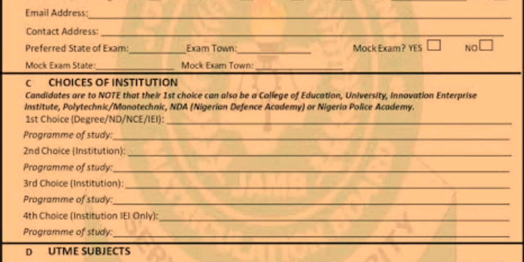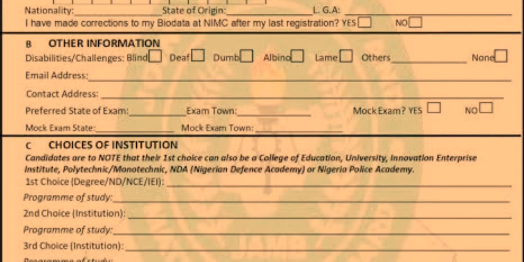It's just very free. Okay, remember, it should be an email that you can always remember. You remember the title of the email and your password. So password should be something you can always remember. You write your contact address, which could be your address where you live. Then preferred state of exam. Which state do you want to stay and write the exam? The town in that state you write. Do you want JAMB to send you mock? You can tick yes or no.